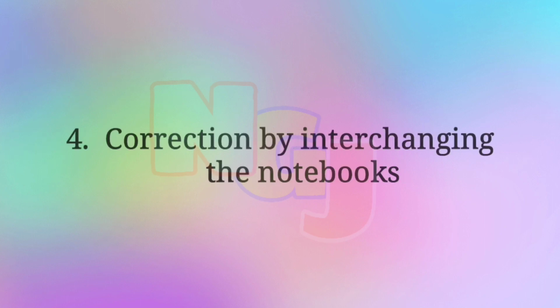And the last method is correction by interchanging the exercise books. I think you all would remember doing this in your school days. Dictation work is generally checked by this method and it saves a lot of time without any loss to any individual student. So these are the methods of correction.